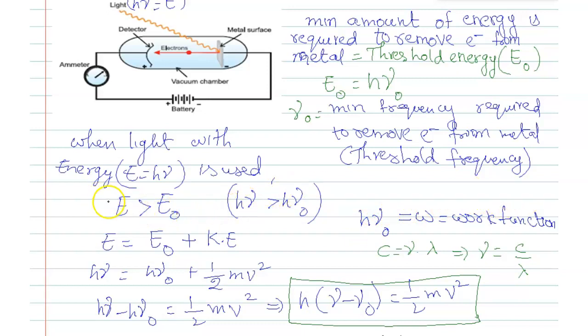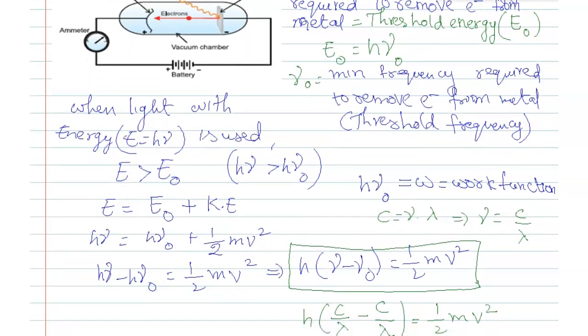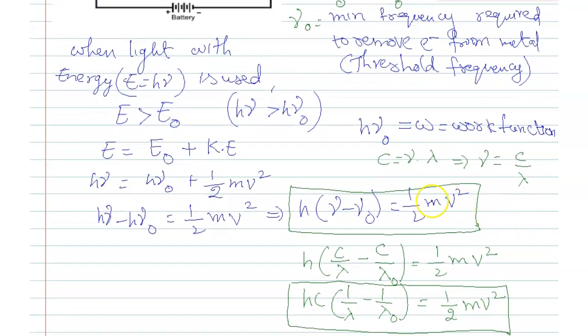Here we can call E naught or h nu naught the work function, and we can modify this equation by using c equal to nu lambda. C equal to nu lambda means nu equal to c by lambda. Here lambda is multiplying with the frequency, so if it goes to the left side it will divide. So substitute the new value.